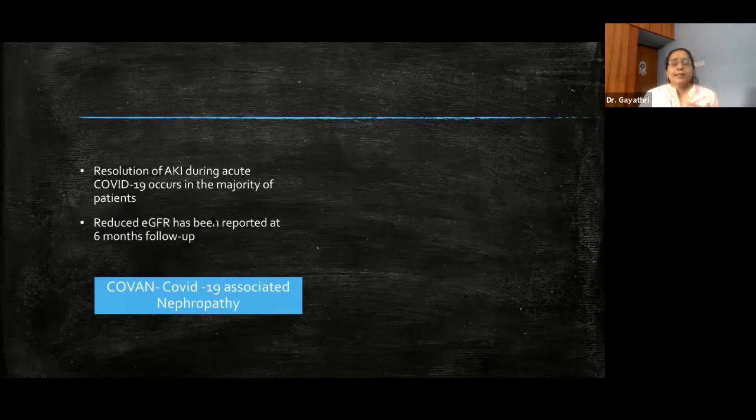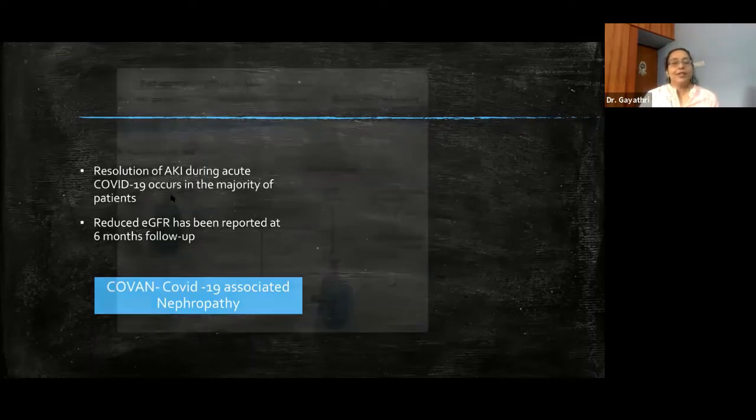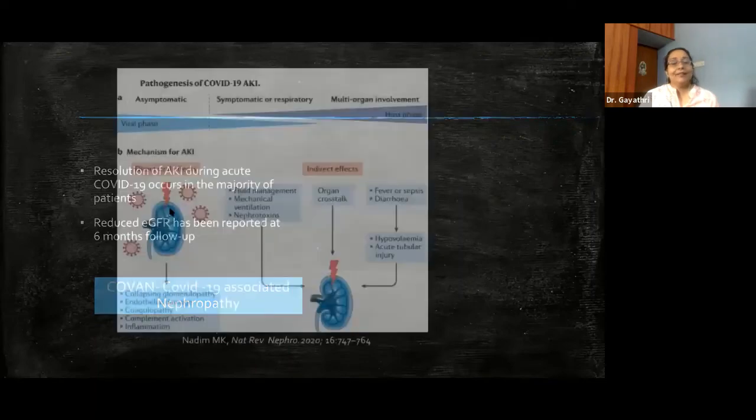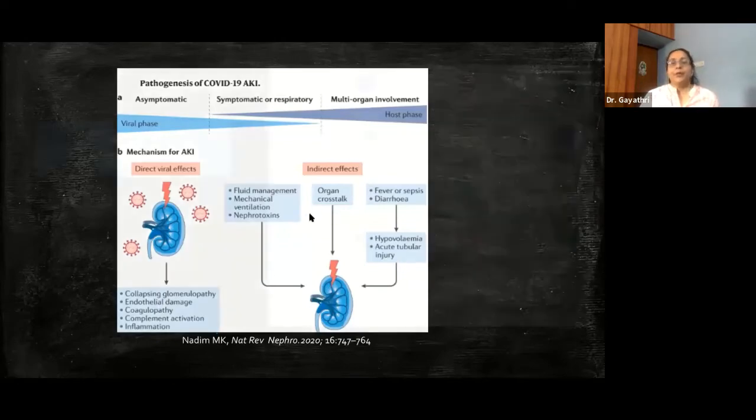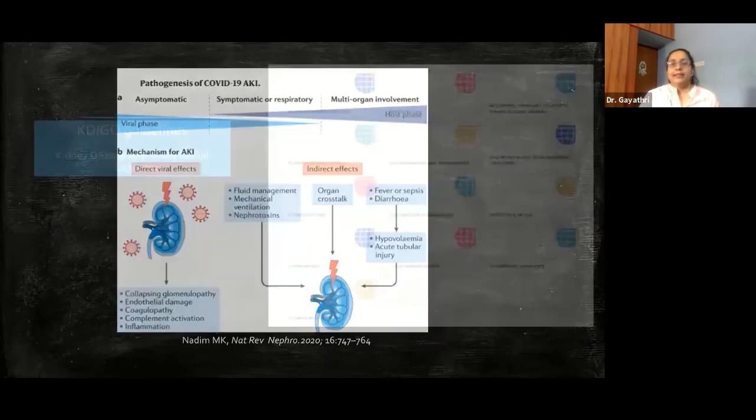So what is the main reason for the renal affliction? It can be the direct viral effects, or it can be the fluid management, which has been a little bit improper, or the nephrotoxins, or something like fever or sepsis or hypovolemia, acute tubular injury. So all these things ultimately lead to a prolonged kidney disorder in COVID-19 patients.